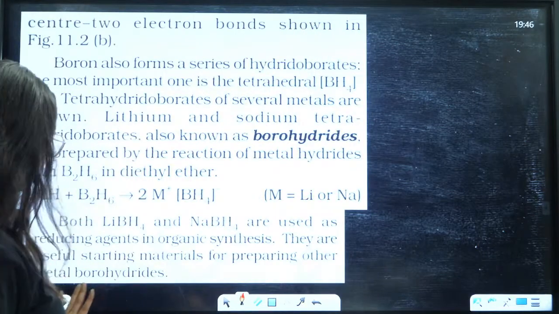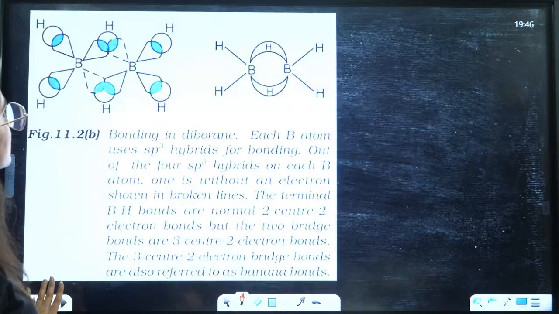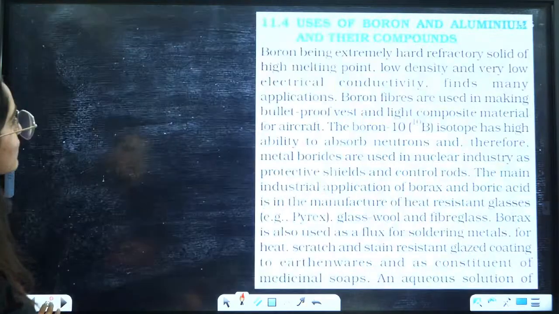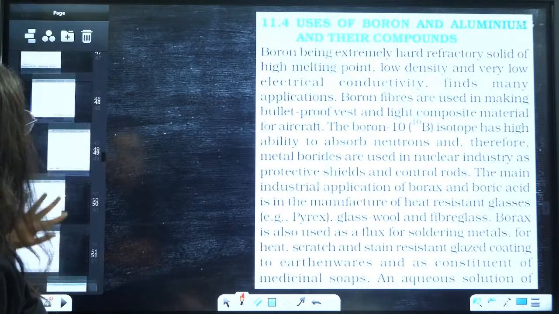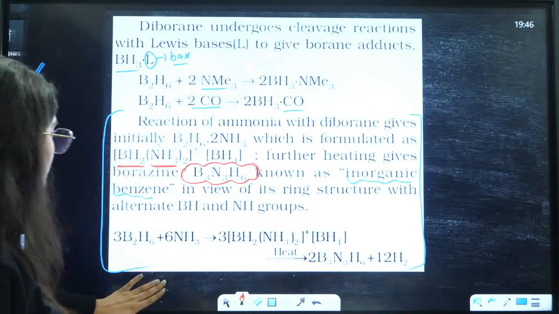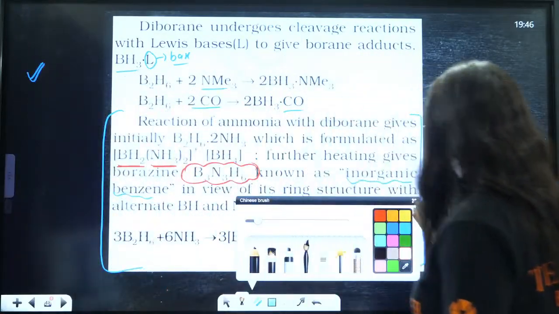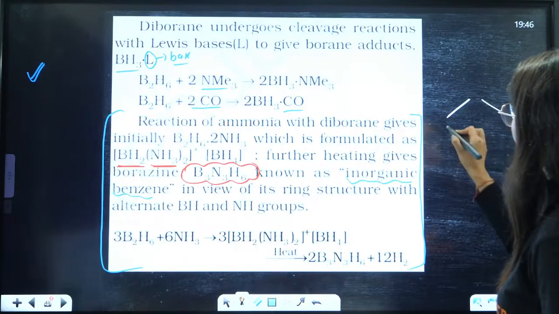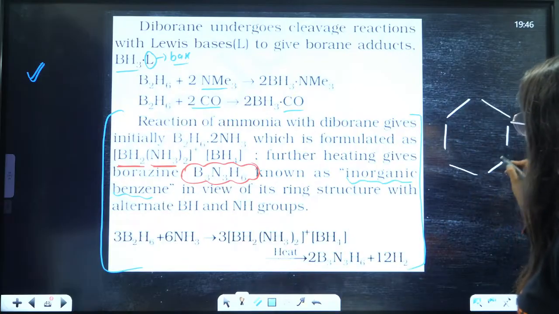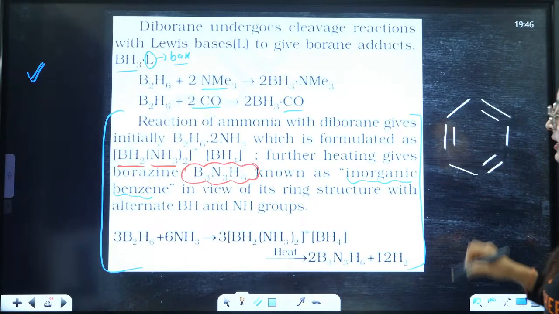Where is the structure of inorganic benzene? It's not there. Is it here or not? Okay, it's not here, so I'll draw it myself. So basically, what is benzene? This is called benzene, with alternate double and single bonds, right?